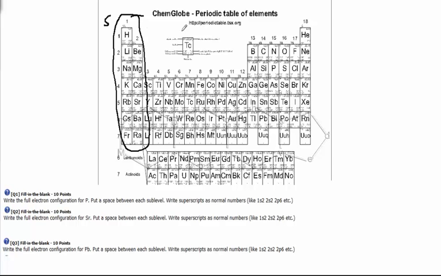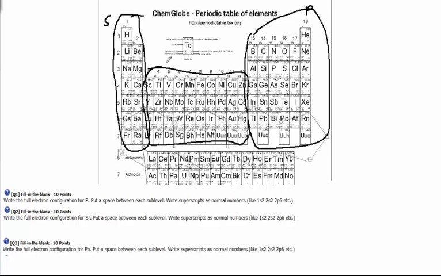Now the first thing I think you should do, go ahead and circle the different blocks. There's your S block there. Here's your P block. The D block is in the middle here. And the F block is down here.